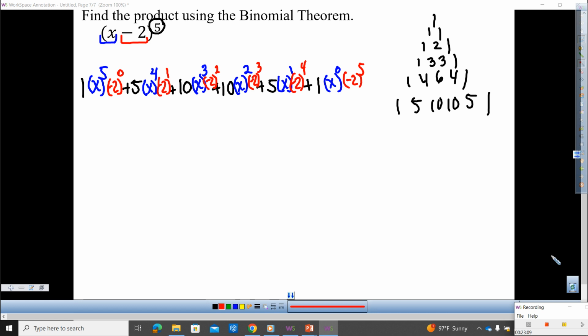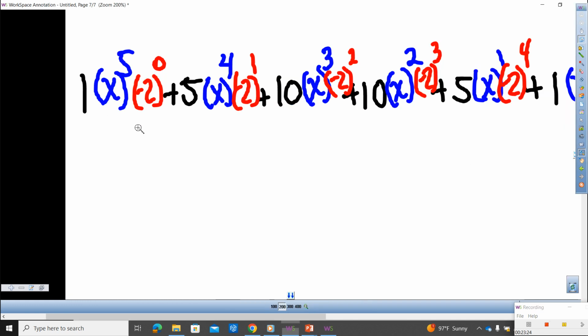All right? So, for this next part, I'm going to zoom in so you guys can see what I'm doing for each of those terms. So, writing utensils down, look up to the screen. Here it goes. Next step. I need to simplify each term.